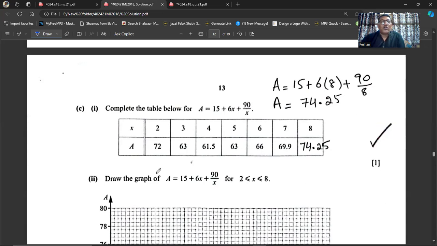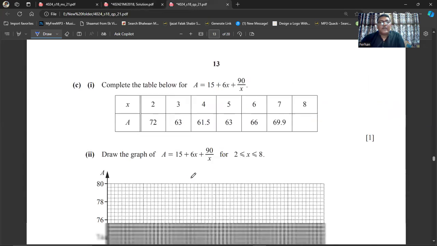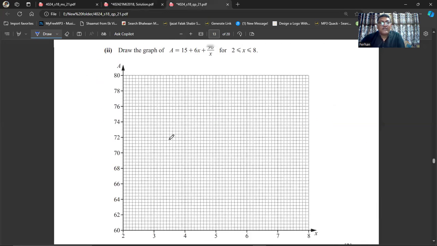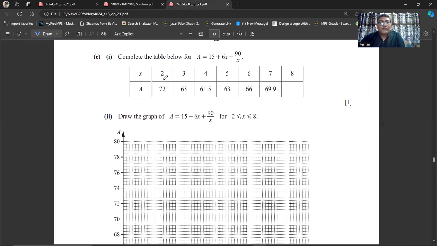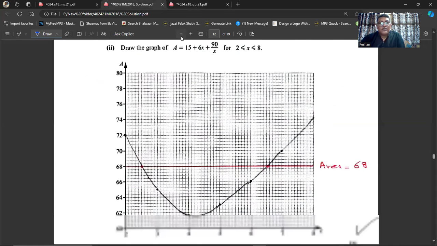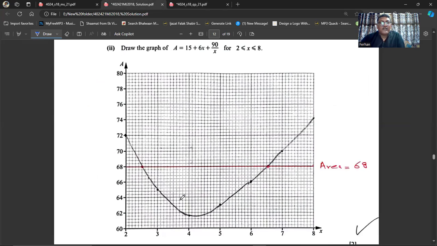Then he says draw the graph. We have to draw that graph here. This graph is given. So I will put these points, the coordinates are given, and I will plot them. Okay, so I put those dots here. When I put those dots here and then join them with a smooth curve, you get this graph.